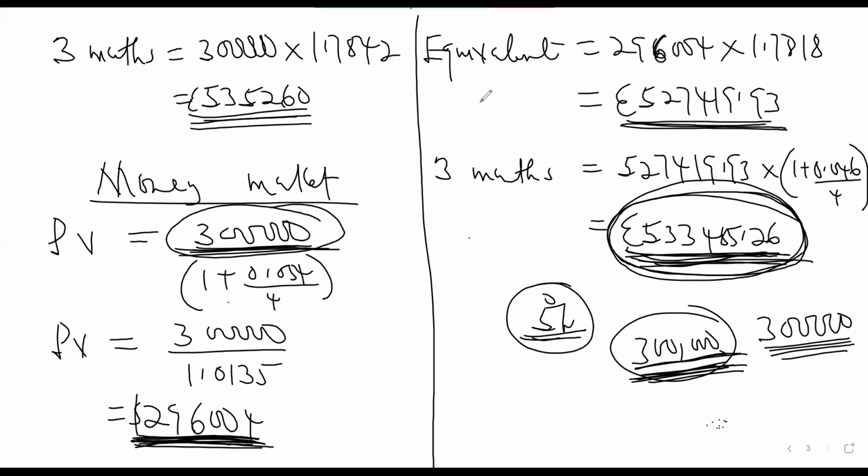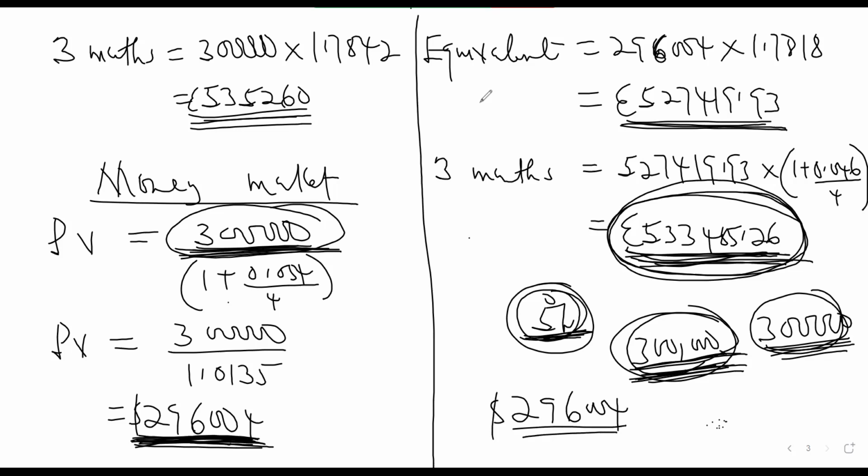Because the interest rate I'll be using is 5%. So it means that the value of 300,000 in 3 months' time is not the same as the value today. So I have to present value the amount I'll be giving to you, or the amount that you'll be receiving. That is why we present value this amount to this particular amount. So I'll be giving you 296,004 of the foreign currency.